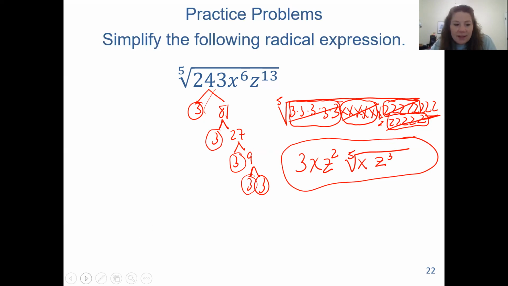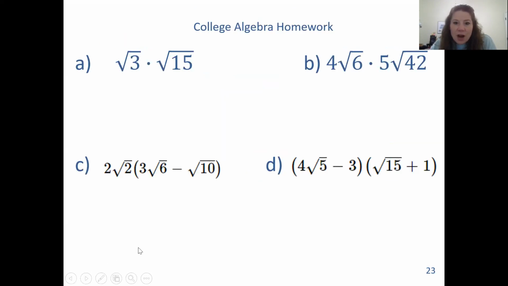Okie dokie. Hopefully that helps you. All right, so this is some of your college algebra homework I saw.